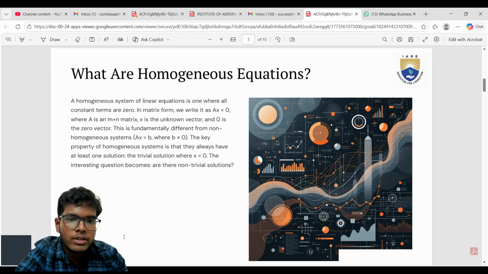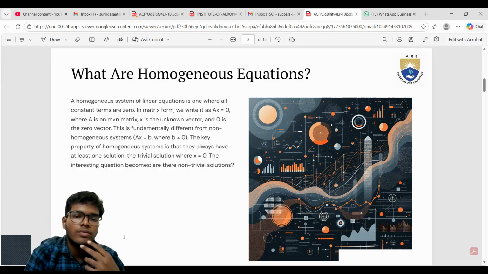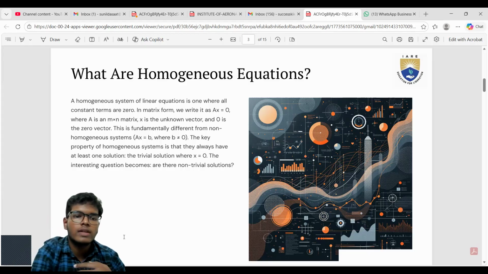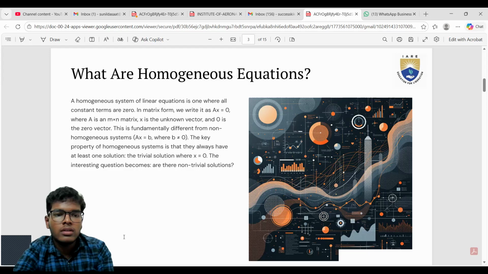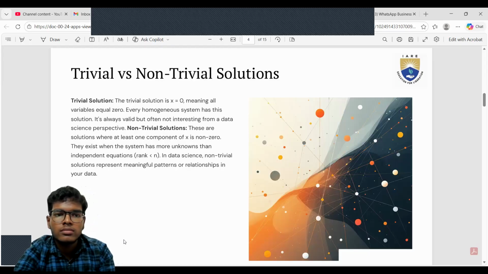A homogeneous system or linear system is one where all constant terms are 0. In matrix form, we write Ax = 0, where A is an m cross n matrix, x is the unknown vector and 0 is the zero vector. The interesting question becomes, are there non-trivial solutions?